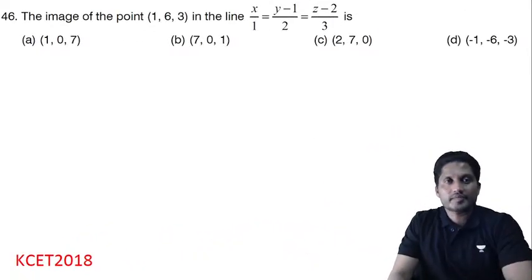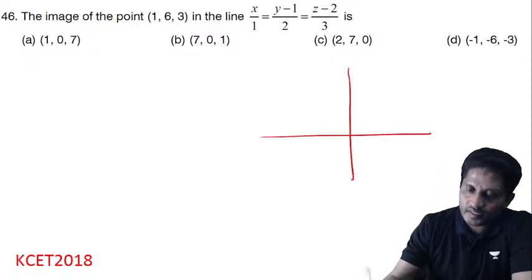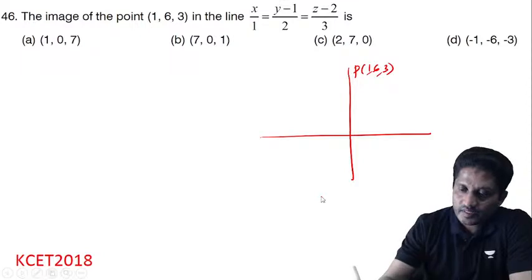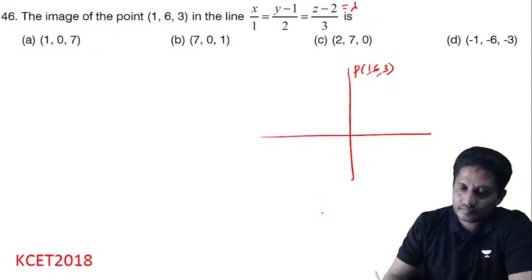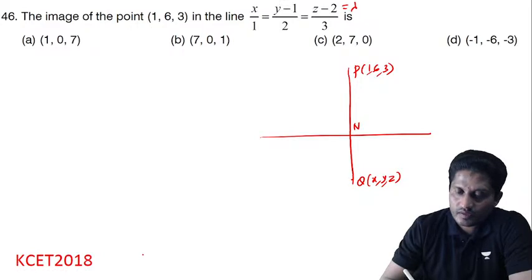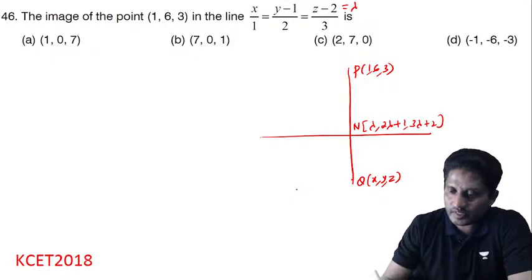Image of a point with respect to a line. See, this is the line, right? The point is 1, 6, 3. Let this be equal to lambda. The image of P will be Q. Let's say this is X, Y, Z or alpha, beta, gamma. Okay, now the general point on this line will be lambda, 2 lambda plus 1, 3 lambda plus 2. This is the general point on the line.